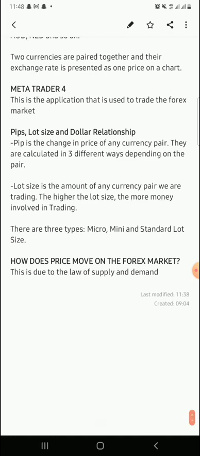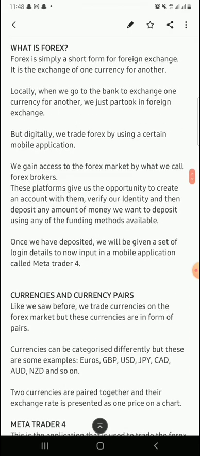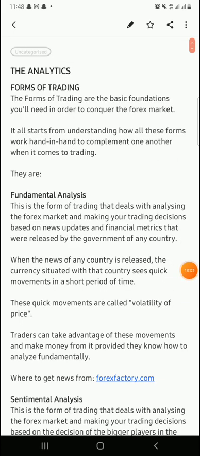So right now we're going to go on to the next stage, which is the forms of trading. We just crossed the basics. Right now we're going to look at the forms of trading, which is basically the analytical part of trading. The analytical part of trading sees you learning the forms of trading, and these forms of trading are simply the basic foundations you need in order to conquer the forex market.